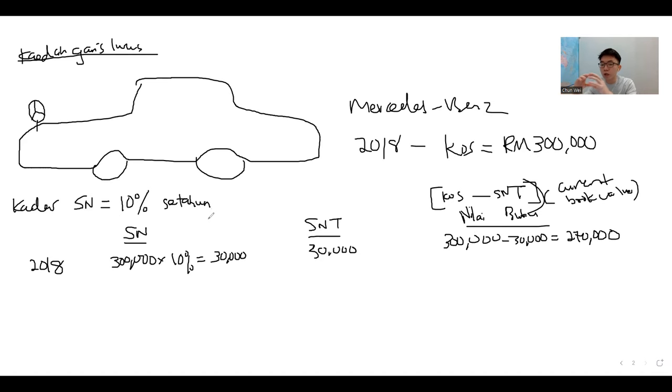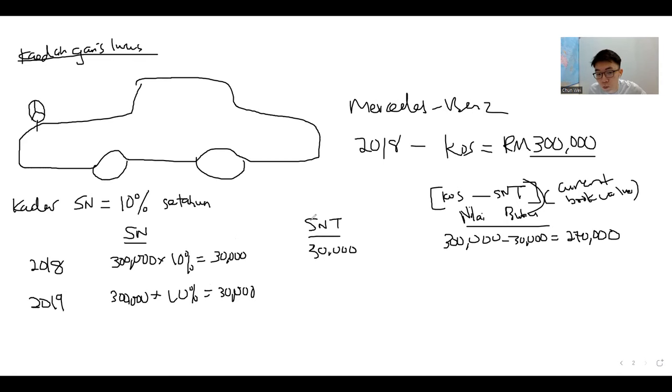So from here, the nilai buku shows the current value, nilai yang semasa bagi tarikh ini. Okay? So if you want to sell your car, you can sell it for 270,000. You can no longer sell at 300,000 because kita sudah susut nilai 30,000. Okay. And let's continue to 2019. What will be the susut nilai for 2019? Same thing, you use the cost because you are using garis lurus. So you use back the cost 300,000 times the 10%. It will equal 30,000, same for 2019.